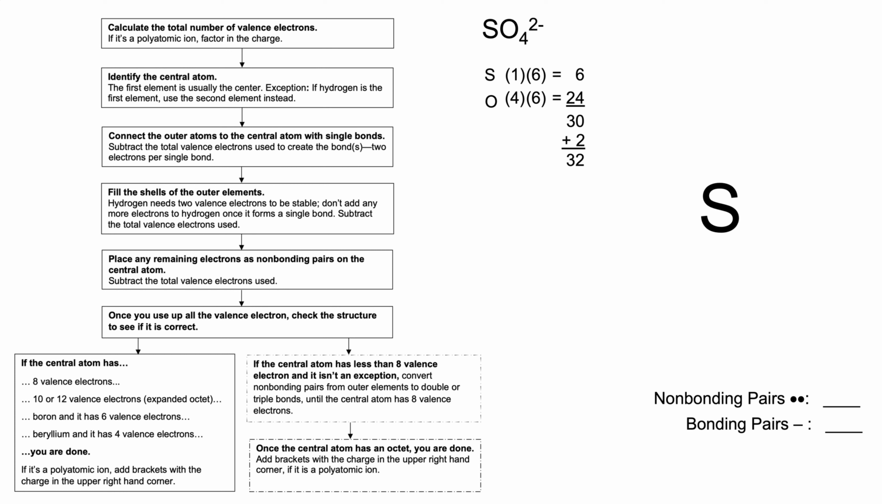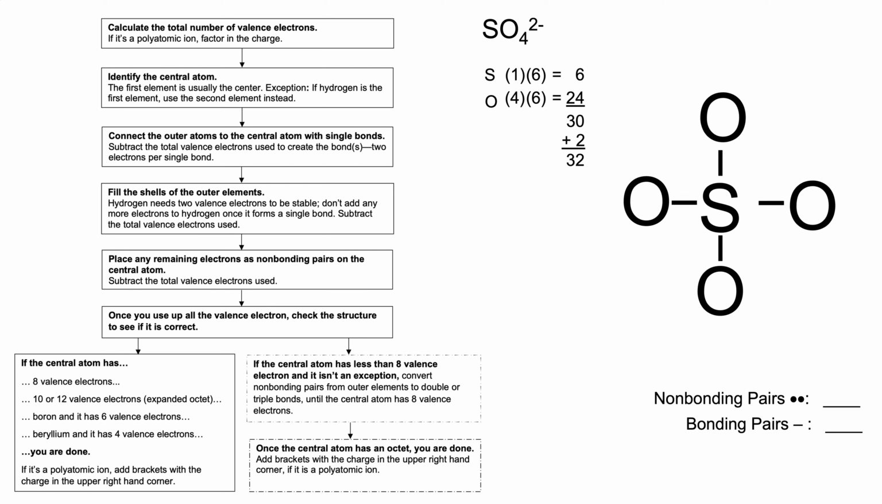I figure out the central atom, which is sulfur. I place the 4 oxygens around it. I connect each oxygen to sulfur with a single bond. That uses up 8 valence electrons.